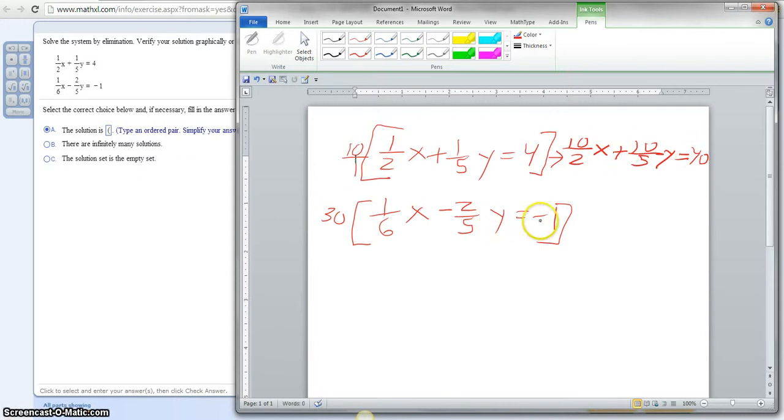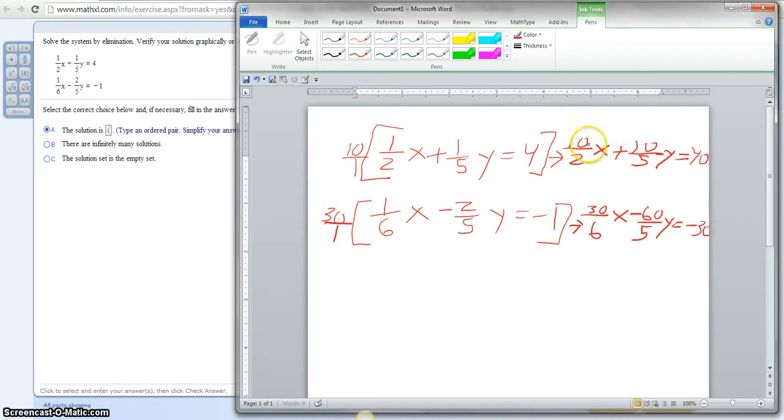Okay, next, we will go to this second equation here. We'll put this 30 over 1. 30 times 1 is 30, and 1 times 6 is 6, so it's 30 over 6x. 30 over 1 times a negative 2/5 y will give us a minus 60 over 5y. And that's equal to, we know 30 over 1 is 30. 30 times -1 is a negative 30.